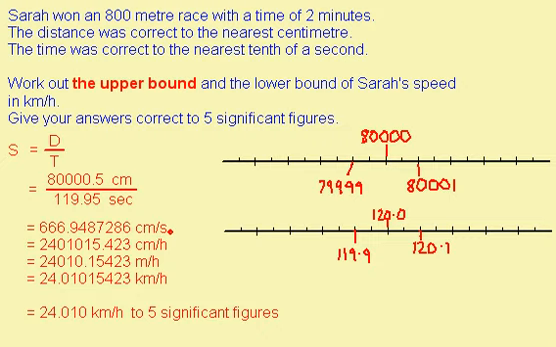This is in centimetres per second, but I need to give the answer in kilometres per hour. First of all, I'm going to change the seconds to hours. To do this, I'm going to multiply by 60 to get minutes, and then multiply by 60 again to get hours. I've now got my value in centimetres per hour. I need to change the centimetres to kilometres. If I divide by 100, it gives me metres, and if I then divide by 1,000, it gives me kilometres. Finally, I need to give my answer to 5 significant figures, so my answer is 24.010 kilometres per hour.